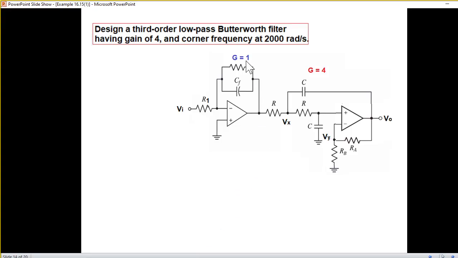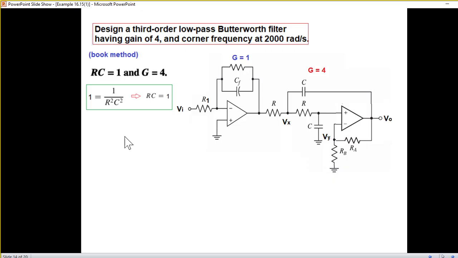So what we're going to do is take gain 1 here of the first stage and gain 4 of the second stage. So RC is 1 and G, or the gain, is 4. So putting RC is equal to 1. Here we get RC is equal to 1 from this relation.